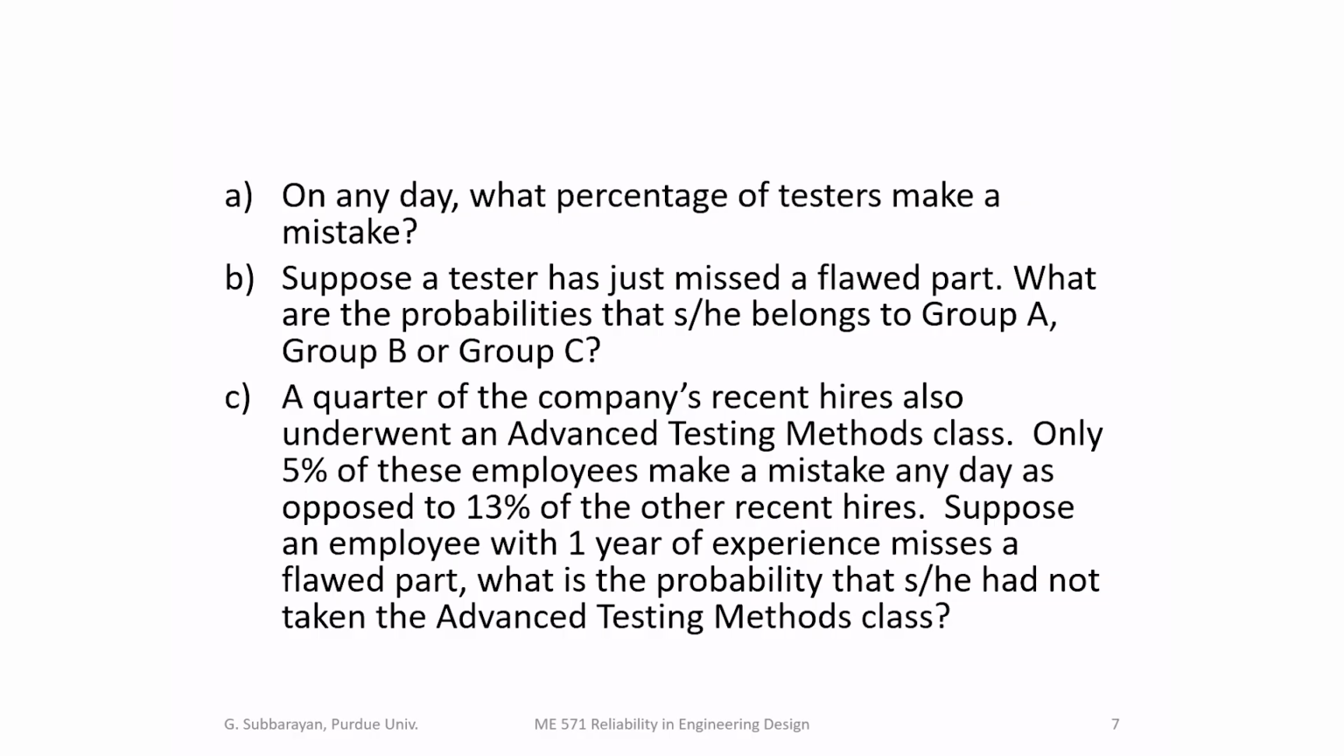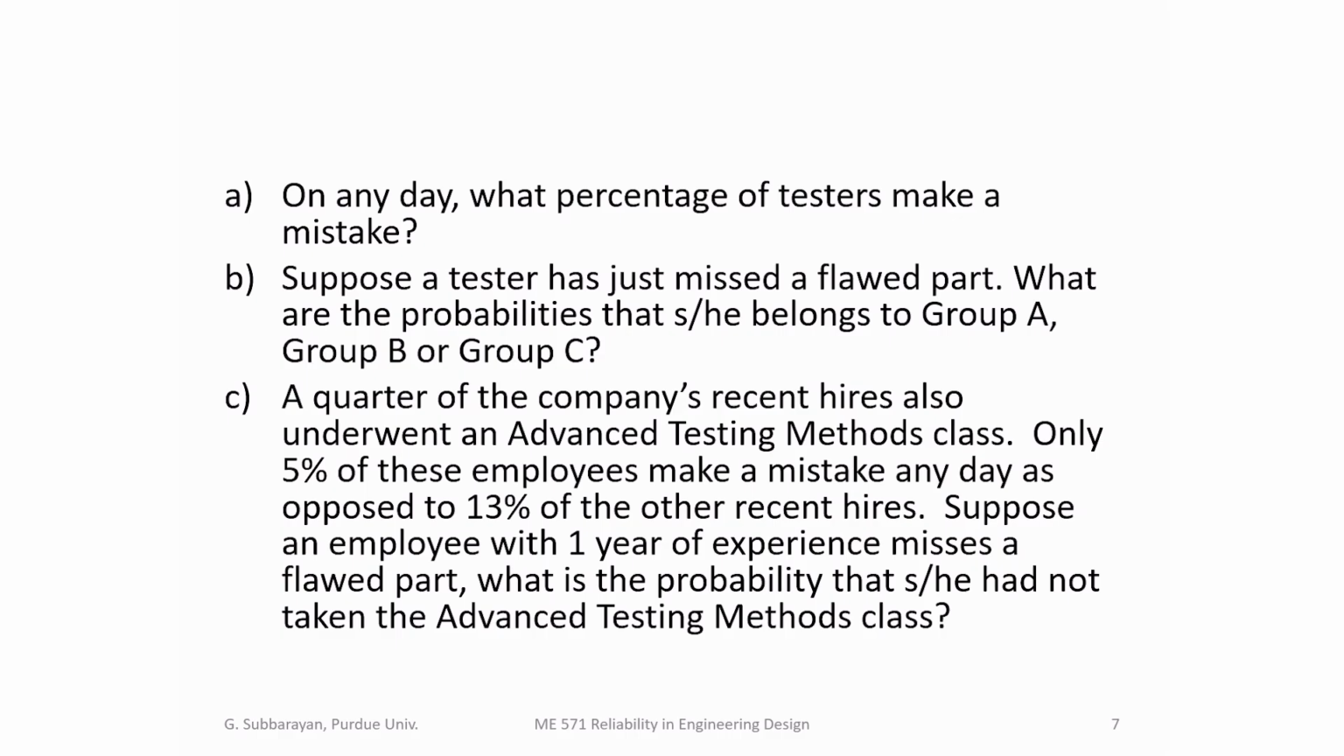So supposing you have an employee with 1 year of experience, who belongs to group A, and misses a flawed part, what's the probability that he or she had not taken the advanced testing method class? Okay, this is a fairly involved problem.